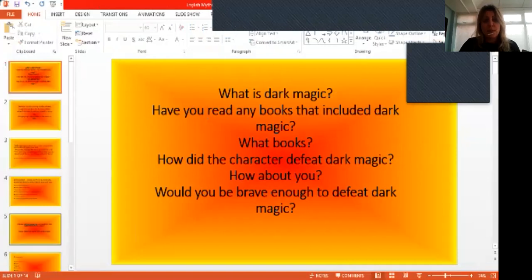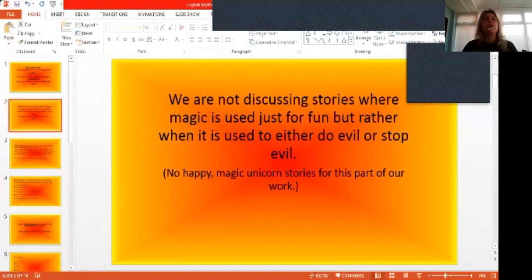Let's remember that dark magic is not that kind of magic that brings something positive. So we're not talking about happy magic unicorns and rainbows and stuff like that. But it's actually when evil needs to be defeated.